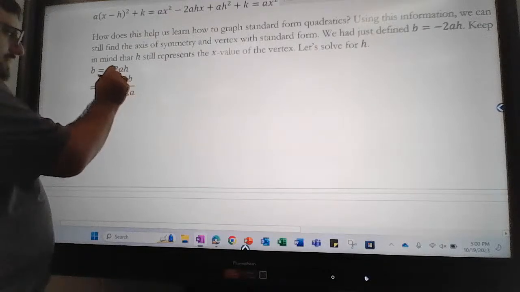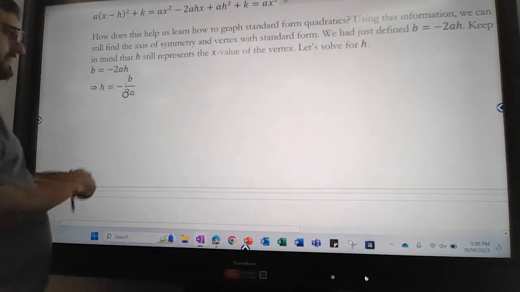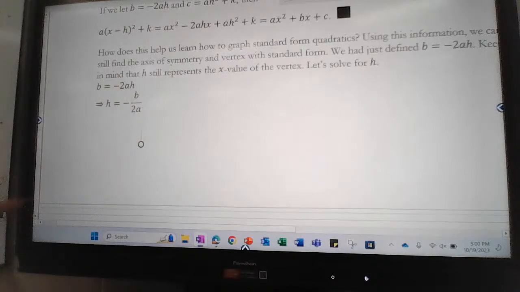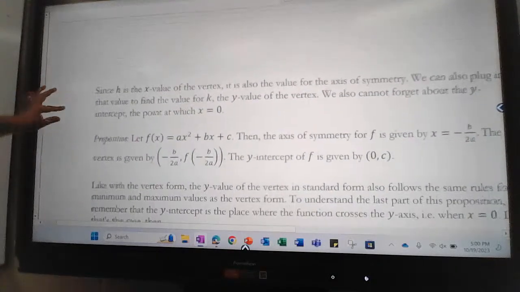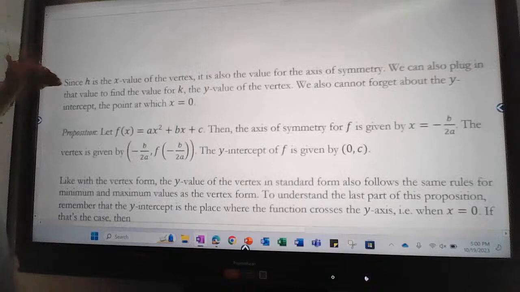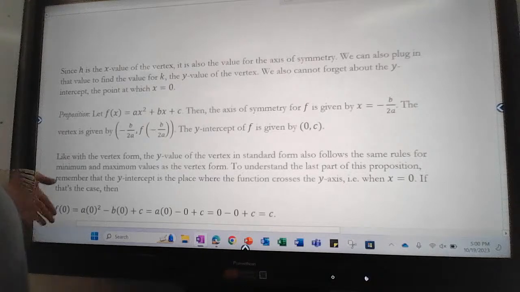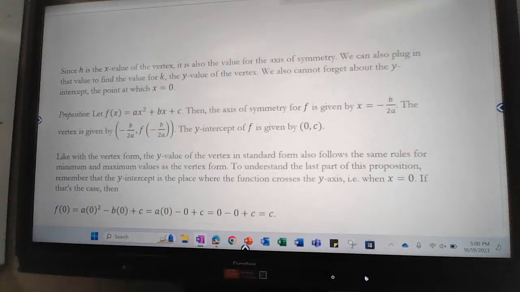So here, now that I solve for h, that right here is a way for me to calculate the x value of the vertex in standard form. Now, the only thing I would have to do from there is to plug in that value, to substitute that value, to find the y value of the vertex.